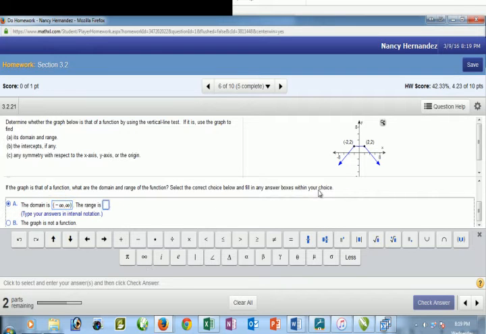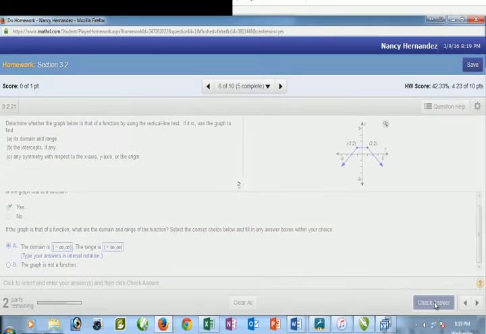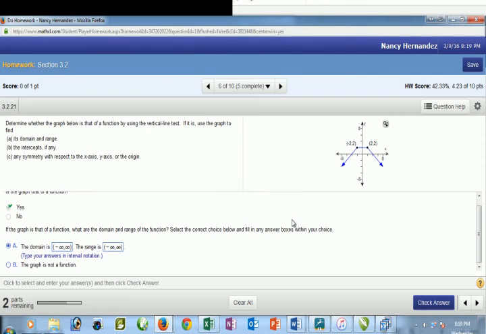The range goes, how low does it go? Negative infinity. And where does it go to? Positive infinity. Cool. Oops, my bad. Check that domain again. Domain is negative infinity to positive infinity.